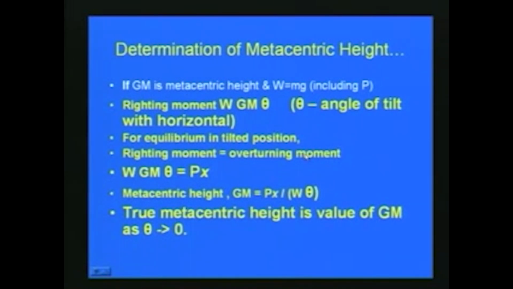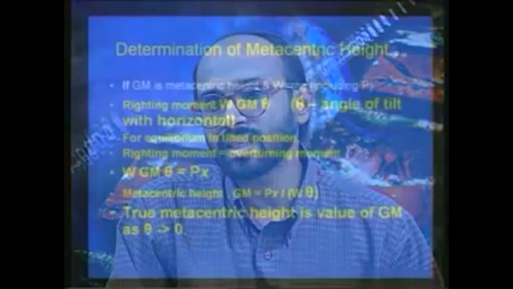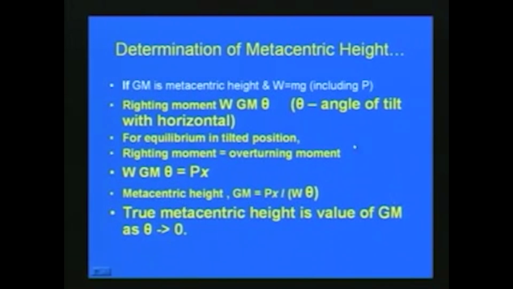For equilibrium in the tilted position, the righting moment is equal to the overturning moment. So we can write W into GM, the metacentric height, into theta is equal to P into x, where P is the load placed over the floating body, and x is the distance between the old position and new position. So, the metacentric height is GM equal to P into x by W into theta, where W is the total weight of the body including the small weight P.